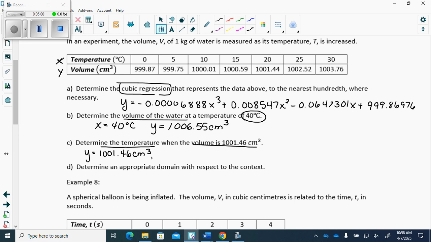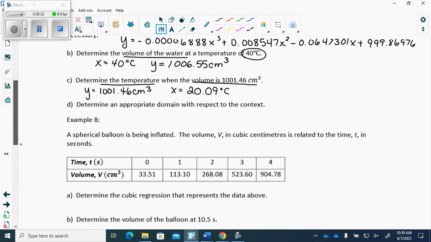Now, sometimes you can't see it intersecting. What I always do is as long as it fits in the window, I go second trace 5, enter, enter, enter, and I hope it calculates it, which it does. These lines are really, really close together. So x equals 20.09 degrees Celsius. I would have to give you a rounding rule. And then it says the temperature is 20.09 degrees Celsius when the volume is 1001.46.